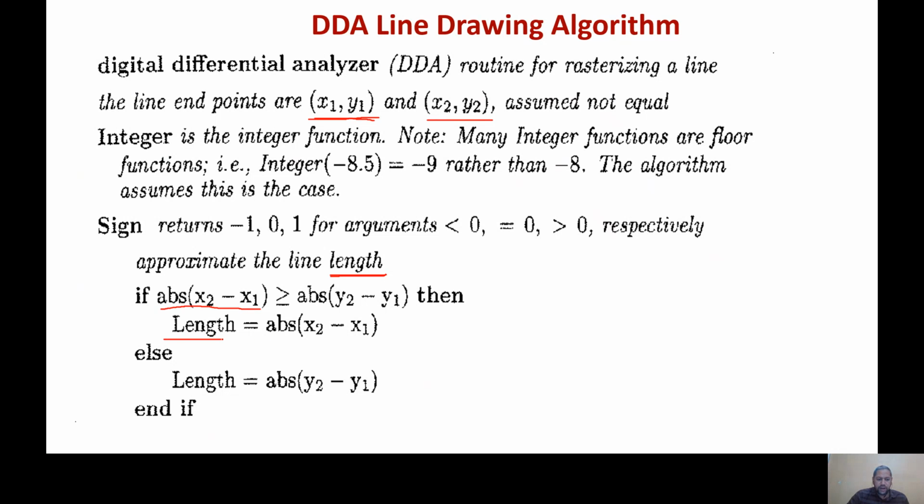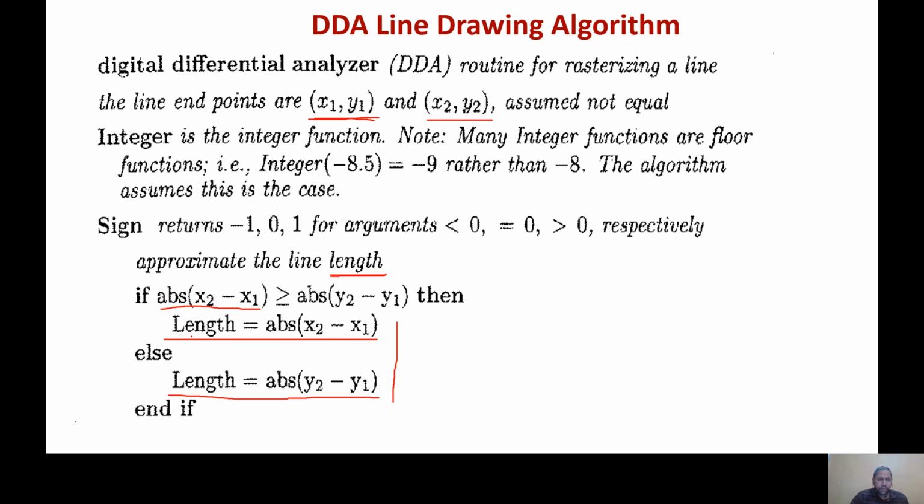So if x2 minus x1 is greater than or equal to y2 minus y1, we assign this highest value, the highest of delta x. If not, means y2 minus y1 is greater, we assign the length is equal to absolute y2 minus y1. So simply we assign the highest value between x2 minus x1 or y2 minus y1, whichever is higher, to the length.